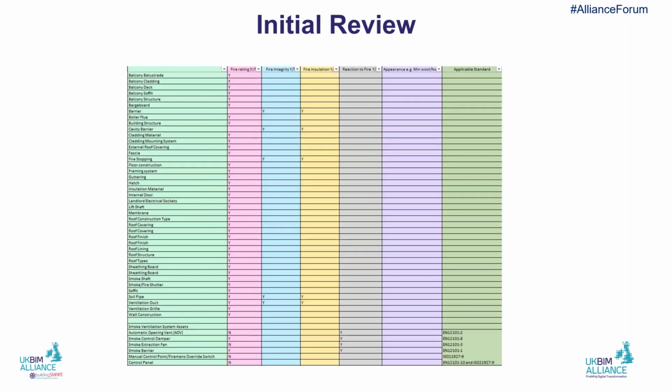And in the initial review that we had, you'll see the first column is the fire rating, but then we've got fire integrity and fire insulation. We've also added in reaction to fire. Also, appearance is another one that was suggested as being important, and also the applicable standards. So this is the sort of thing that we can then feed back into the standard data sets that Maren's team are developing.